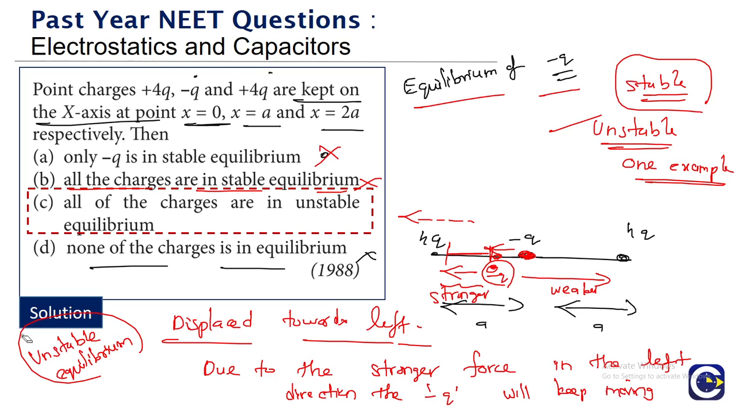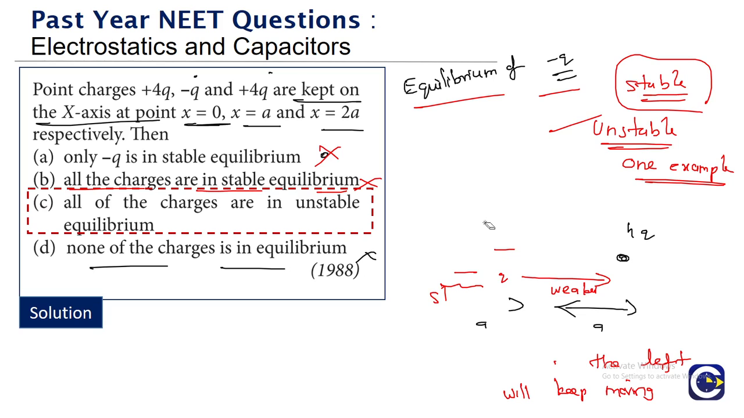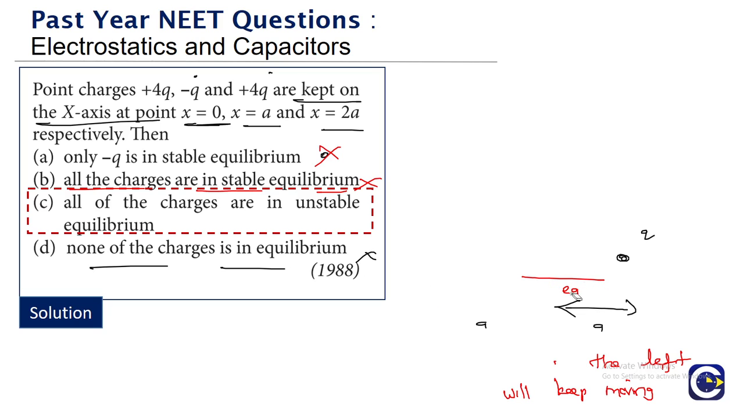So without even really discussing about the nature of equilibrium for the 4q charges, right? We are able to conclude what is the answer for this. So what is the answer? It is going to be option C, which is all these charges will be in the unstable equilibrium.